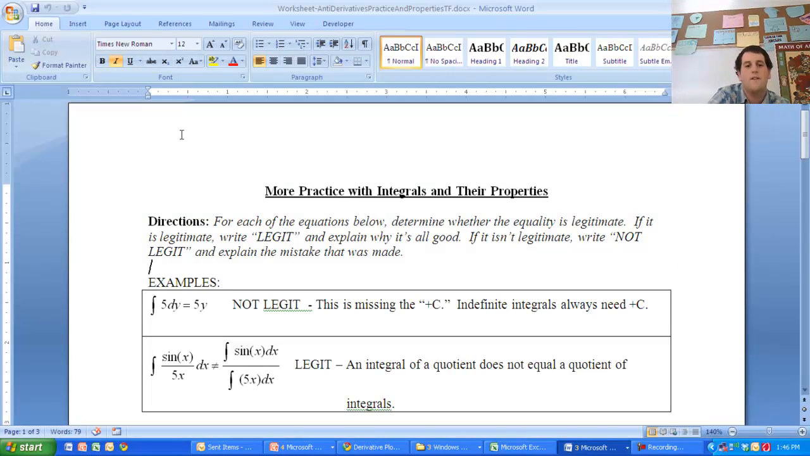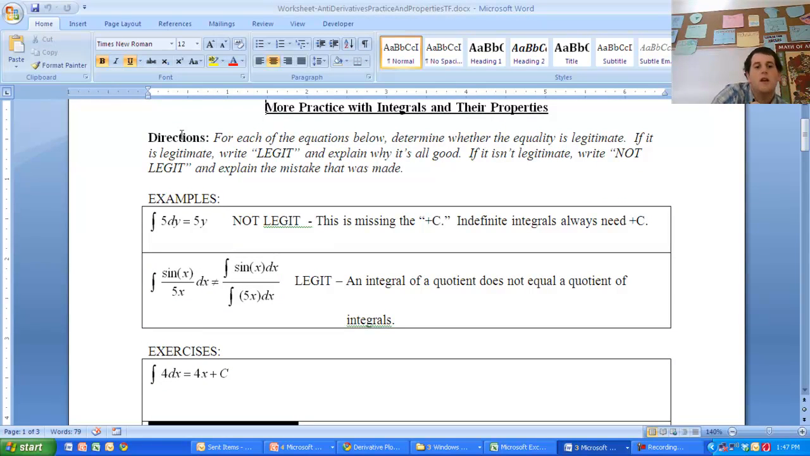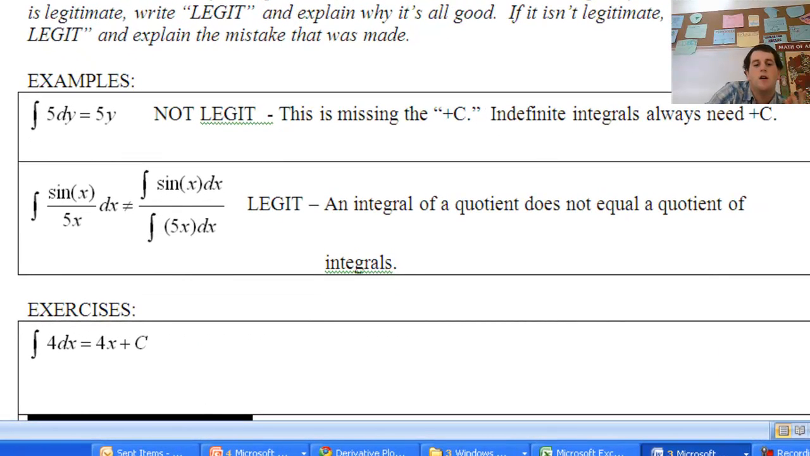Okay, so let's look at the front of the homework. So everybody get that homework out. All right, there's a little bit too much mumbling. We're gonna go through all these and again do my legit, not legit.